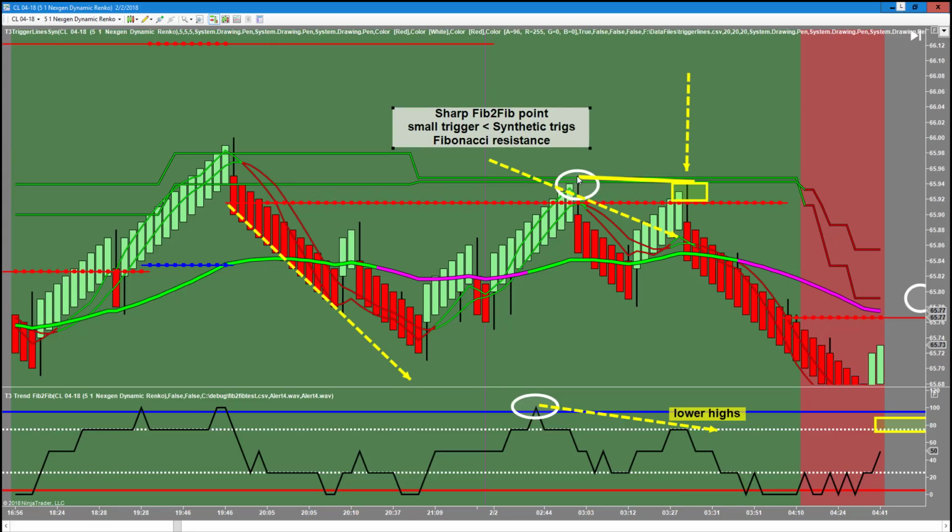Number one, you had a sharp point. Number two, the small triggers are below the synthetic triggers. Number three, you have lower highs on your Fib to Fib oscillator, and we end up with a potential top.